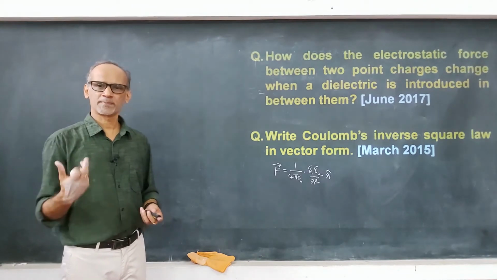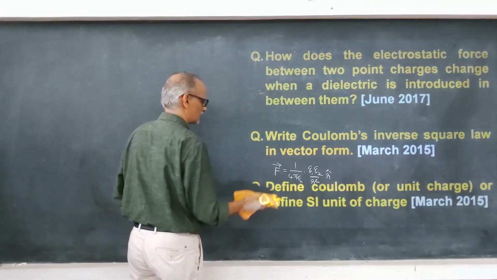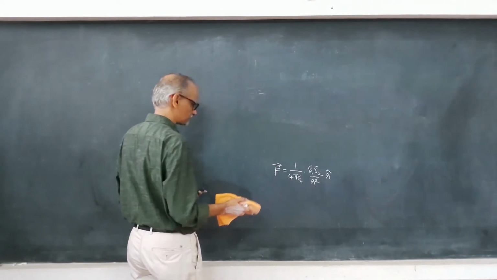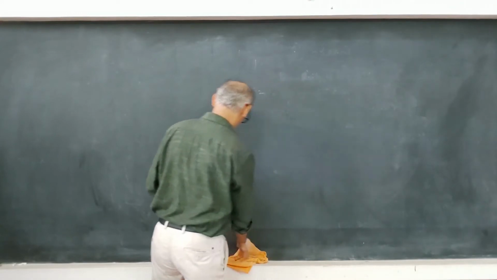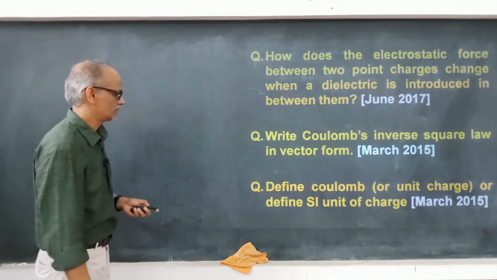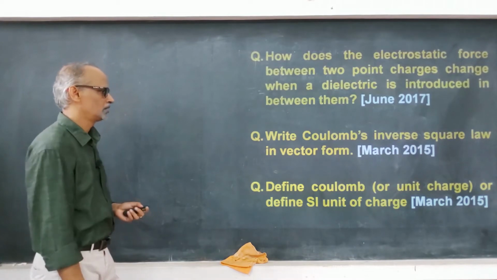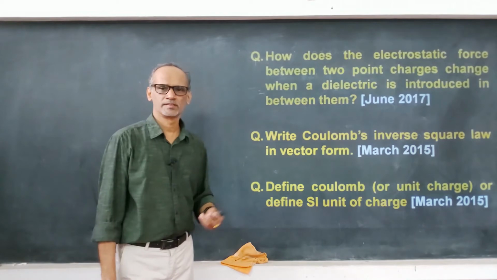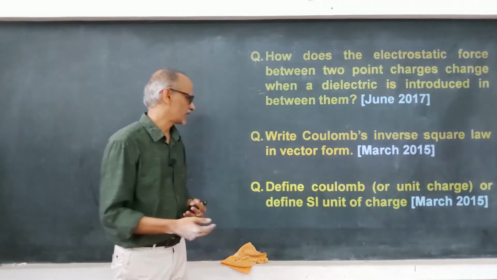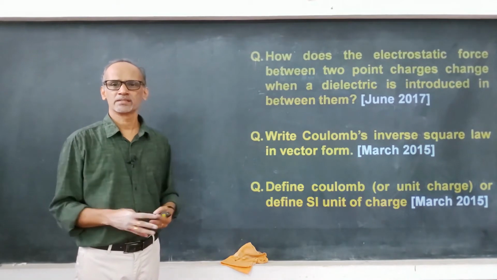If they ask to explain, then explain the terms. Clear? 1 mark. Again, one more easy question. Okay. So let's see an important question again. Define Coulomb, or unit charge, or define SI unit of charge. Same thing. Whatever they may ask, define coulomb, or they may ask define unit charge or define SI unit of charge. The answer is the same.